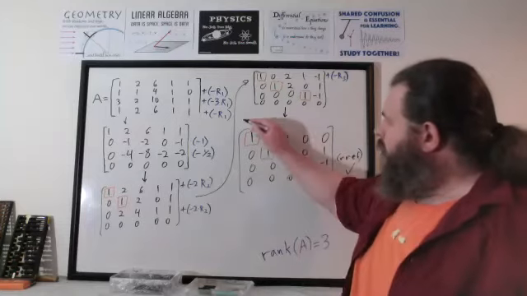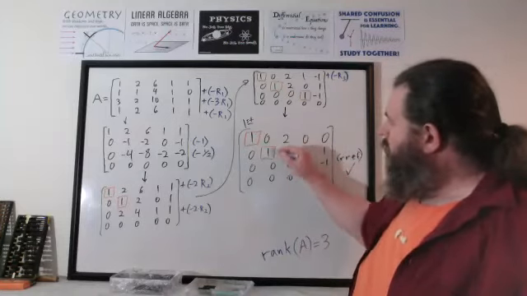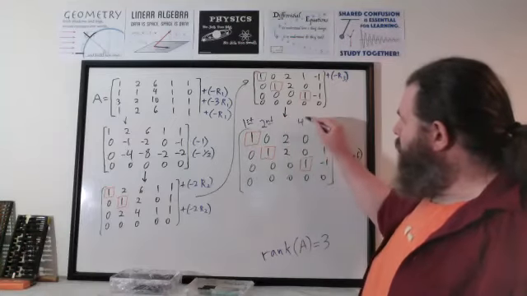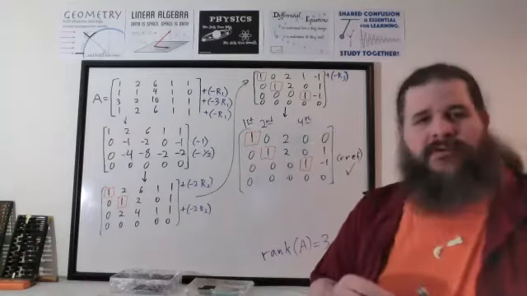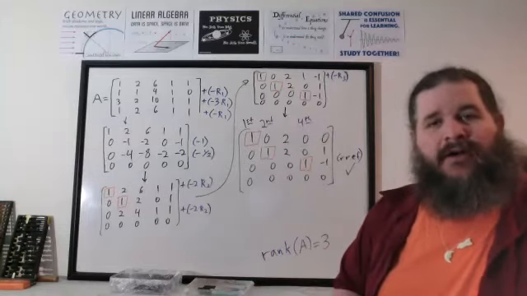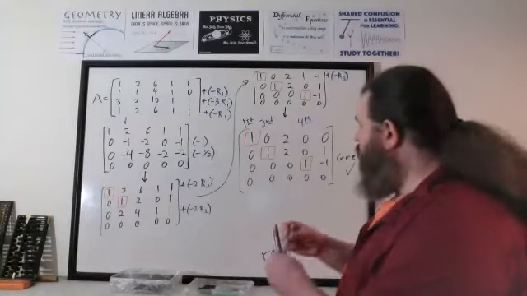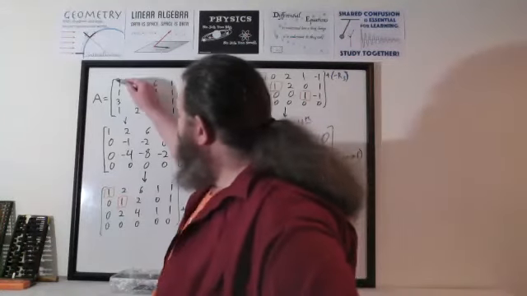We have the first column, the second column, and the 4th column. So the first, second, and 4th columns are the pivot columns. These are the columns where the pivots exist. So we would look for the first, second, and 4th columns of the original matrix.